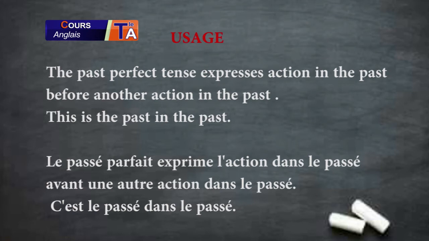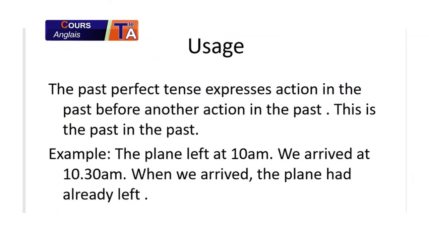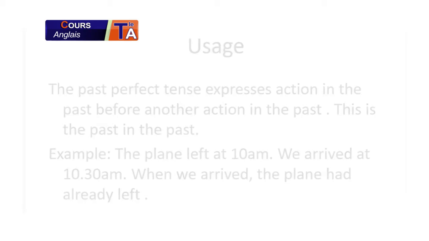The past perfect tense expresses action in the past before another action in the past. This is the past in the past. For example, the plane left at 10 a.m. We arrived at 10:30 a.m. When we arrived, the plane had already left. Okay guys, let's do an exercise to learn more about the past perfect.